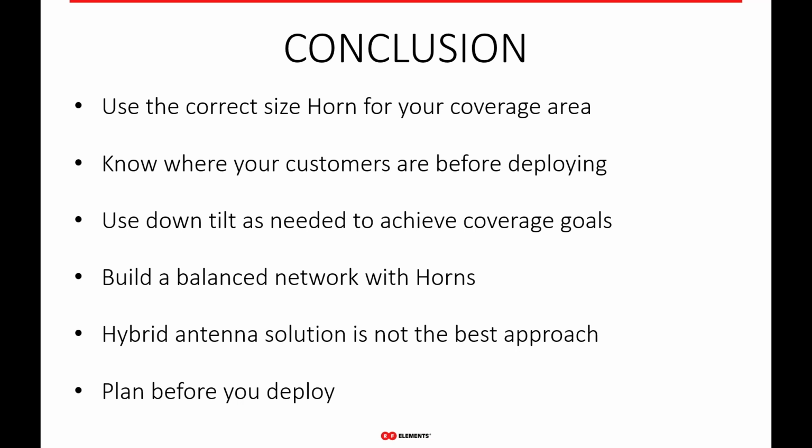Build balanced networks with horns. We give you a whole collection of horns. We have 7 different symmetrical horns from 30 to 90 degrees wide, in 10-degree steps. We have now 3 different asymmetrical horns: a 30, a 60, and a 90, and we even have our ultra horn, which people are using for very dense, very focused point to multi-point. So when you're building your network, when you're designing your rollout for your coverage area, build a balanced network with our horns, utilize all of those antennas.